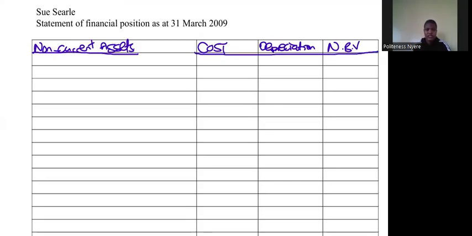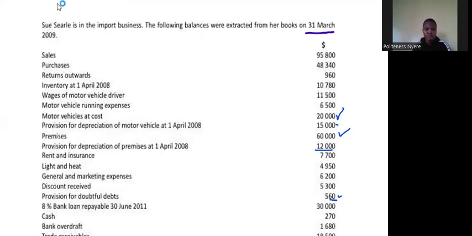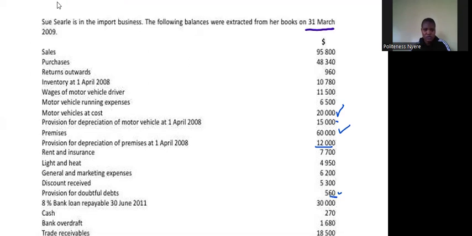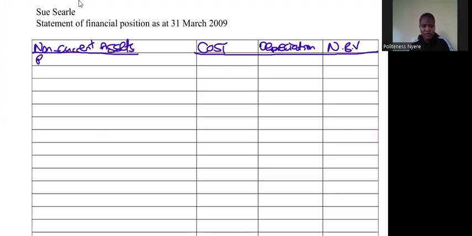On our fixed assets, we have motor vehicles and premises. When we write these, we write them in the order based on how long we are going to keep that asset in the business. For example, we're going to keep premises longer than motor vehicles, so we start with the premises. Our premises cost 60,000.